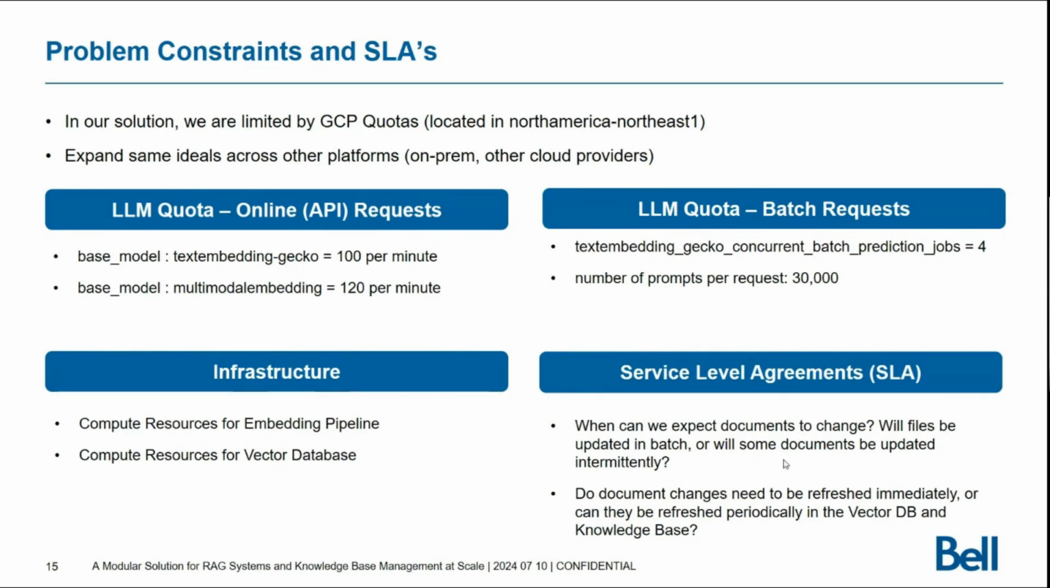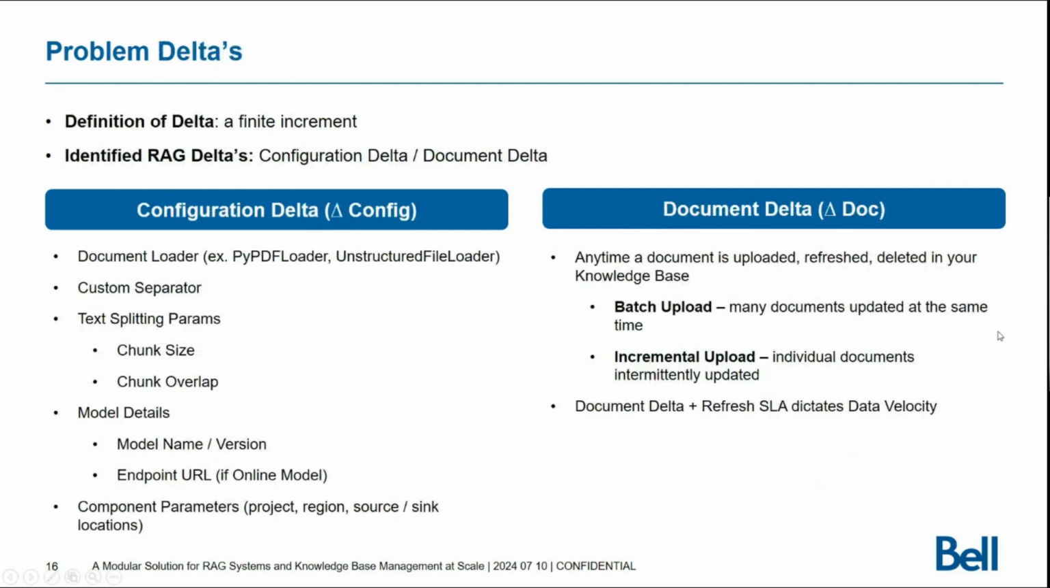So the next thing that we have to talk about are problem deltas. These are things that can change within a RAG system. So now we have to define the variables of the problem. The 2 main deltas which can change in our system are, first, the configuration delta. So all the configurations associated with our pre-processing and embedding components, everything from what Lyndon alluded to, your text splitting parameters, your separators, your model details, everything down to your atomic component parameters. So what project region, your source and sink you want to write to.